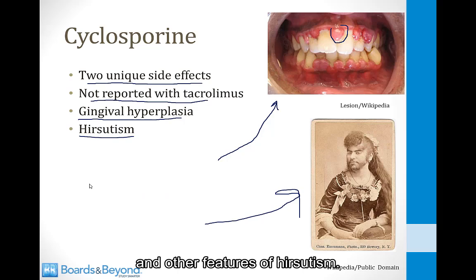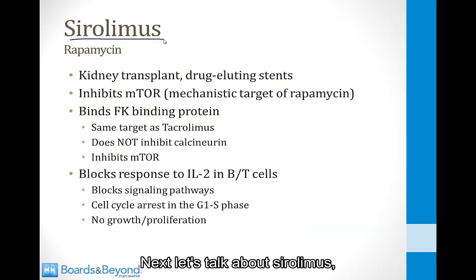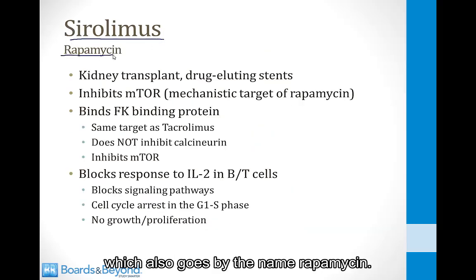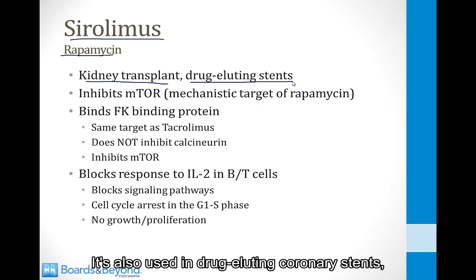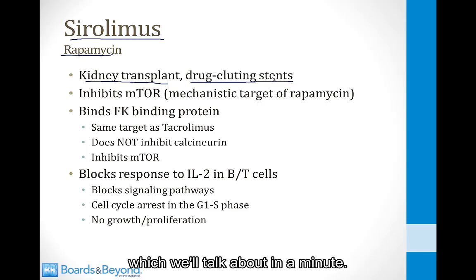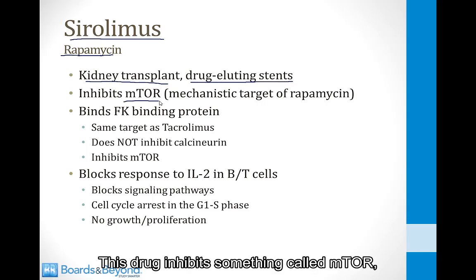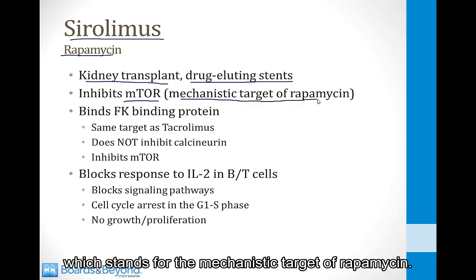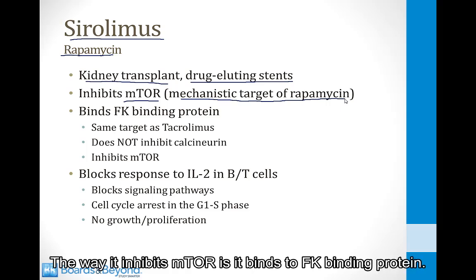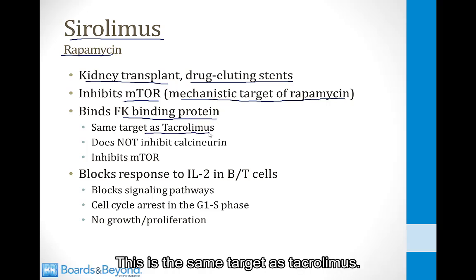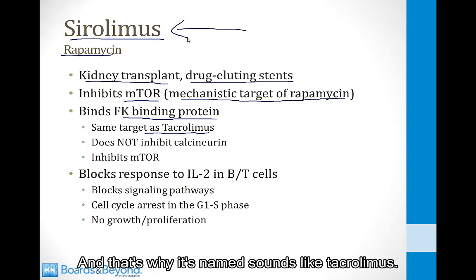Next, let's talk about sirolimus, which also goes by the name rapamycin. This drug is used in kidney transplant patients. It's also used in drug-eluting coronary stents, which we'll talk about in a minute. This drug inhibits something called mTOR, which stands for the mechanistic target of rapamycin. Sirolimus is called an mTOR inhibitor. The way it inhibits mTOR is it binds to FK binding protein. This is the same target as tacrolimus, and that's why its name sounds like tacrolimus.